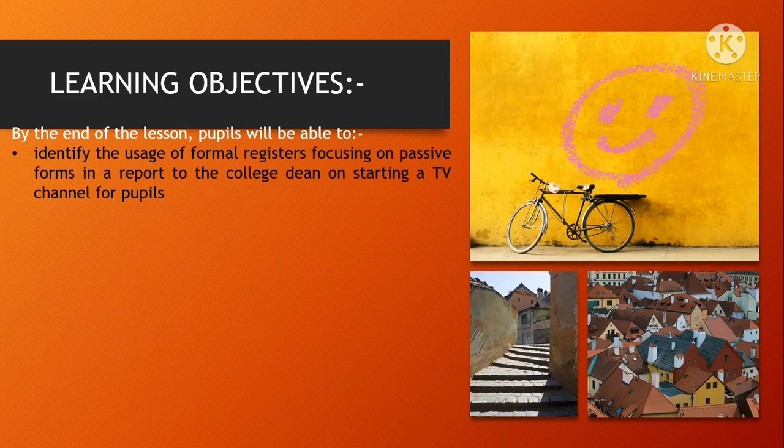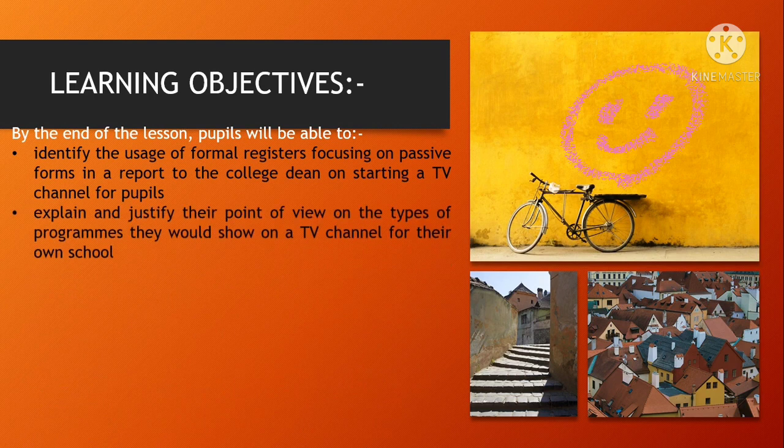identify the usage of formal registers focusing on passive forms in a report to the college dean on starting a TV channel for pupils. Explain and justify your point of view on the types of program you would show on a TV channel or maybe a radio station for your own school.